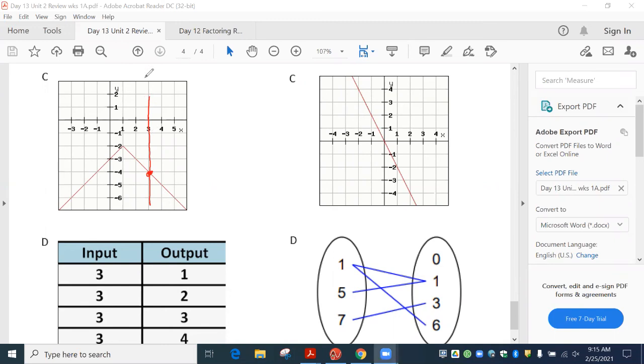And then the next one says which one is not a function. Okay, so this one right here, I'm already on C and D on my thing. This is a function, so this is not the answer because it's looking for which one is not a function. D is not a function because 1 has 2 lines. That is not a function.